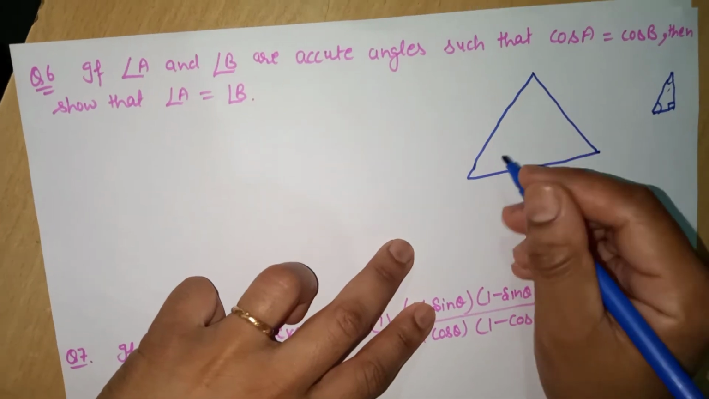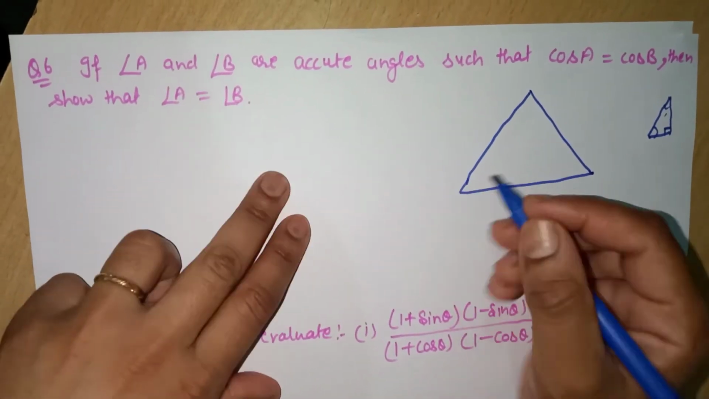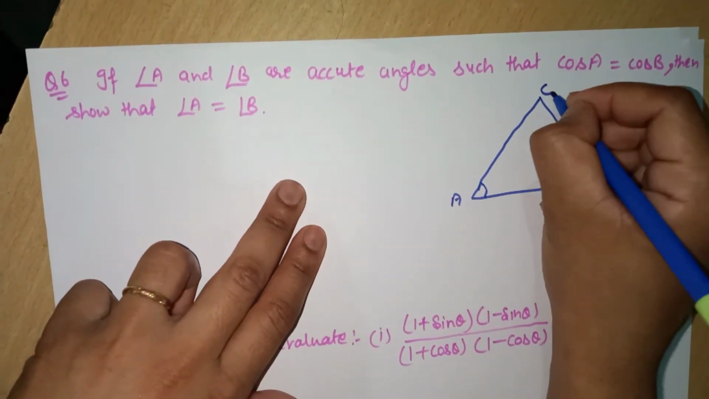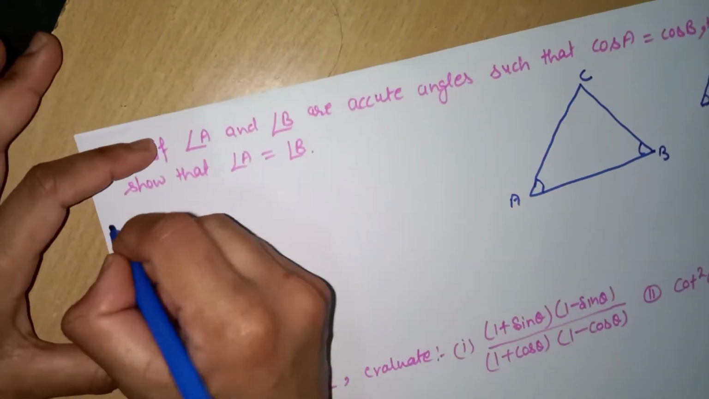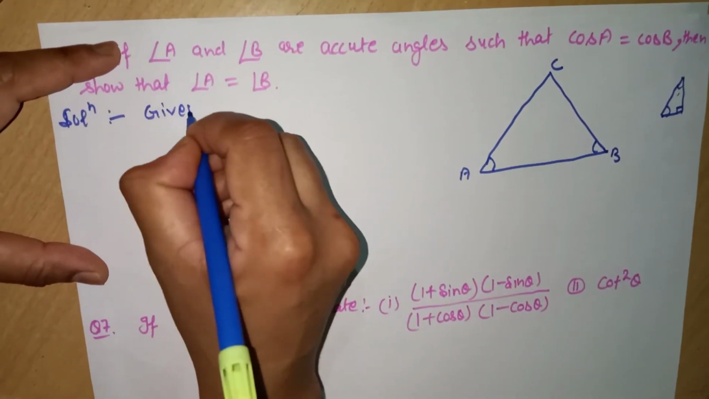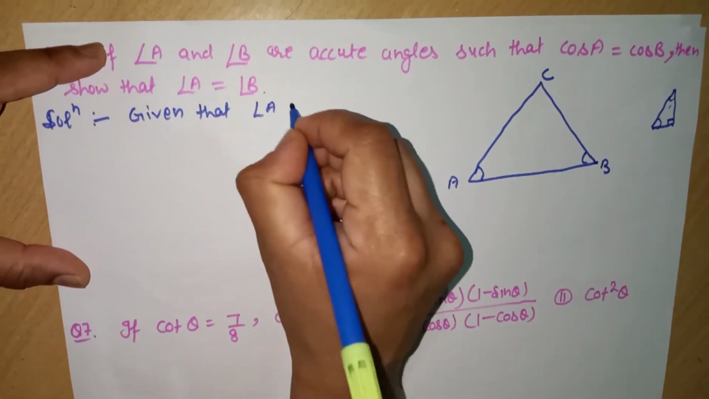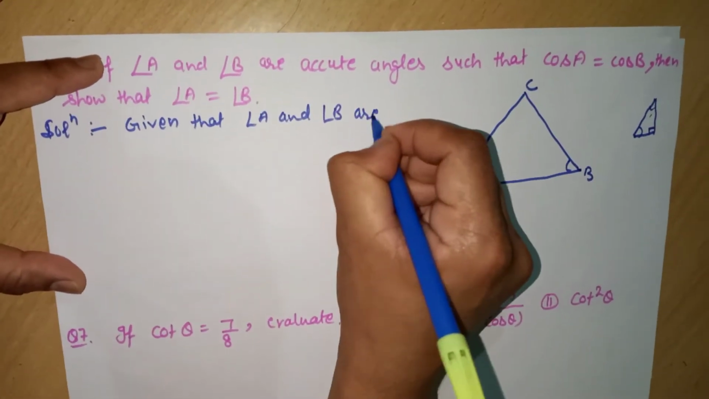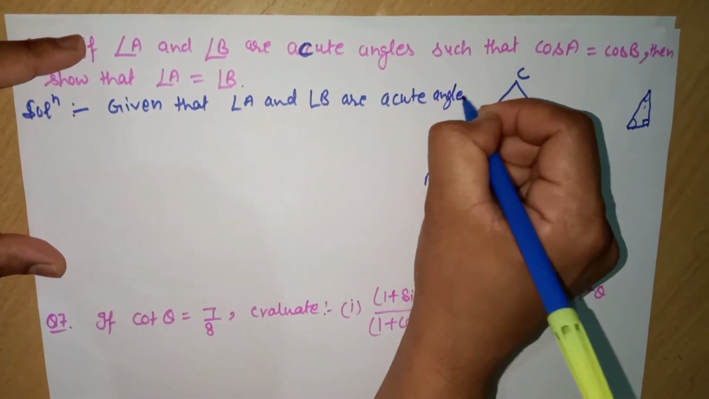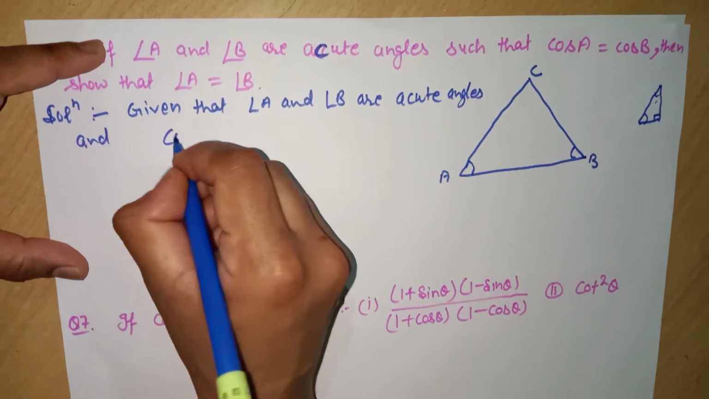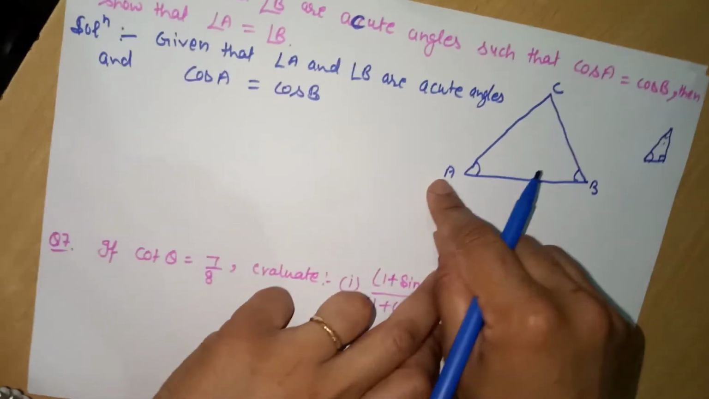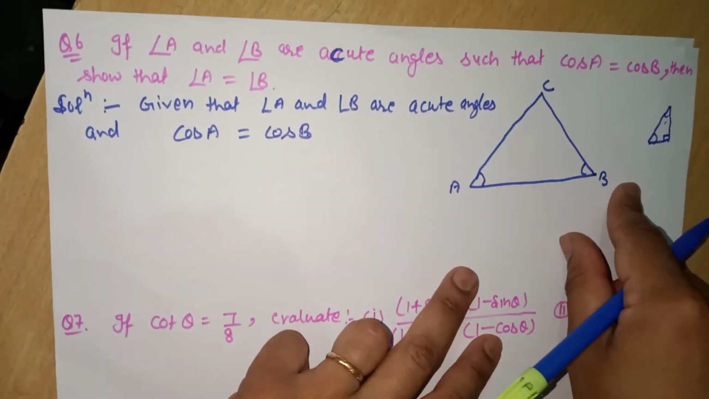Let this equilateral triangle be ABC, because we are given the angles A and B here. Here angle A and B are equal, so we will write A and B here, and C here. Given that angle A and B are acute angles and cosine of A is equal to cosine of B. Here we have to prove that the cosine of angle A is equal to cosine of angle B.